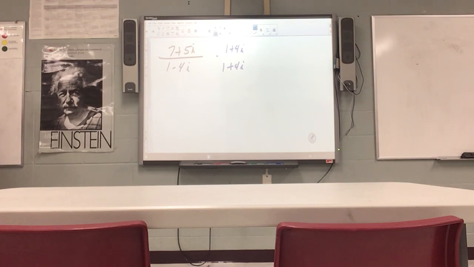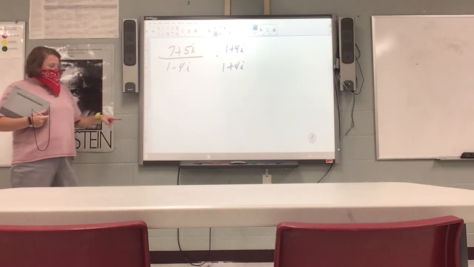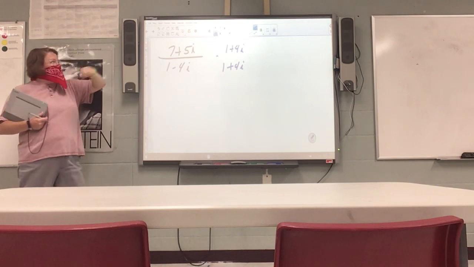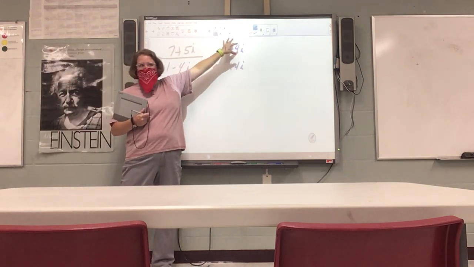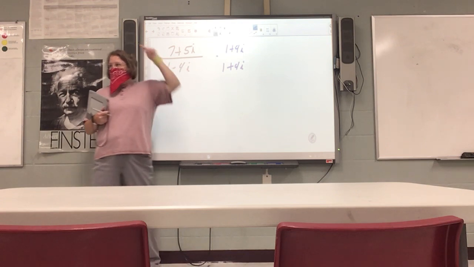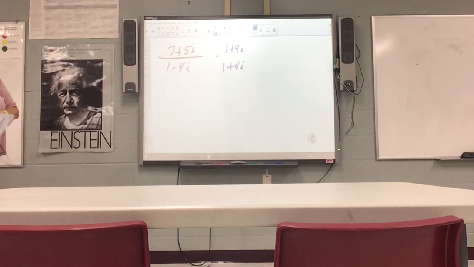Now, if you take a gander at what's fixing to happen, the previous problem you just did, you had a binomial times a binomial, right? You're going to have to do that twice now because you've got that on top and bottom. So let's just start rolling here on the top. I'm going to go 7 times 1, 7 times 4i. Okay, now I'm going to take my 5i. So 5i times 1, and 5i times 4i would be 20i squared.